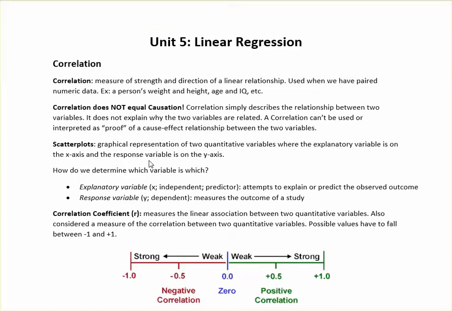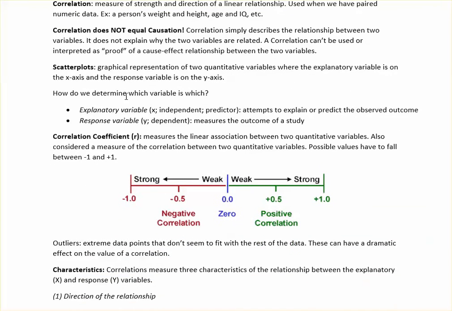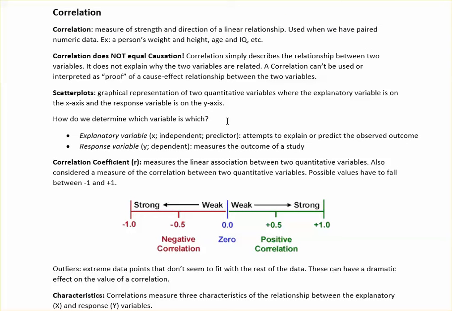How we normally visualize this is through a scatter plot, which is a graphical representation of the two variables. The two variables are your explanatory, which is your X, independent, predictor, which attempts to explain or predict the outcome, and the response variable, or the Y, which is your dependent and the measure of the outcome of study. In some cases, you might just think two things are related and you're curious how strong or in what direction they're related. So you might not really have an explanatory and response.